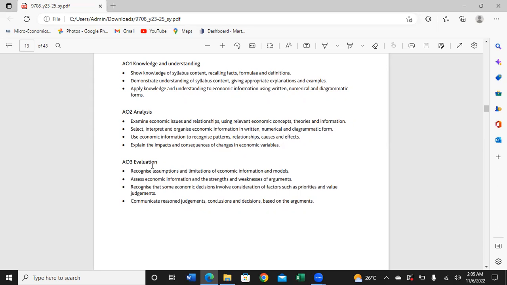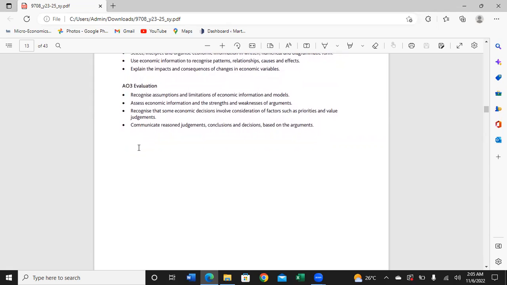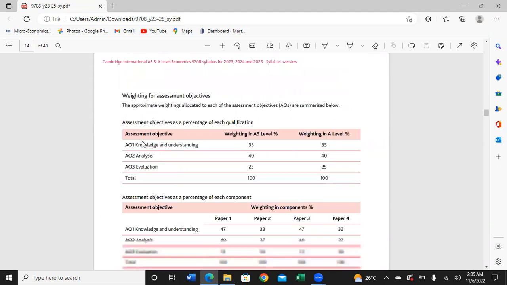And now the evaluation. In the discussion question, you have to evaluate your discussion as well. Recognize assumptions and limitations of economic information and models. What things should be added to the economic models to have the evaluation? Assess economic information and the strengths and weaknesses of arguments. Recognize that some economic decisions involve considerations of factors such as priorities and value judgments. Communicate reasoned judgments, conclusions, and decisions based on the arguments.